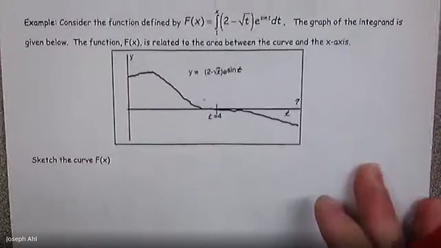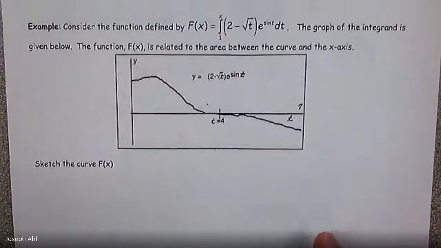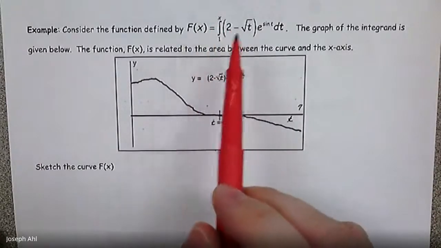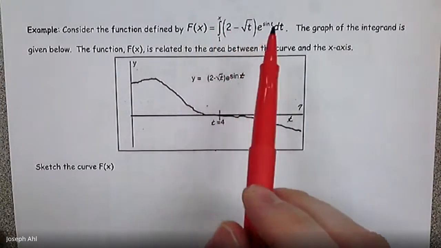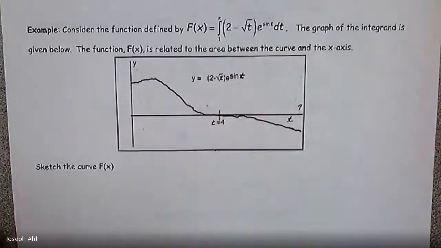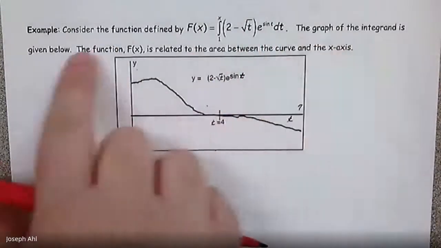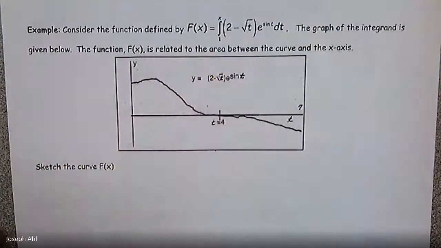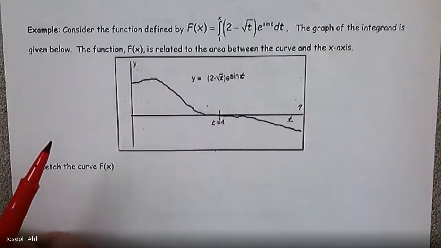All right, moving on to the example below it, it says consider the function defined by capital F of x equals the integral from 1 to x of 2 minus radical t e to the sine t dt. The graph of the integrand is given below. The function F of x is related to the area between the curve and the x-axis.